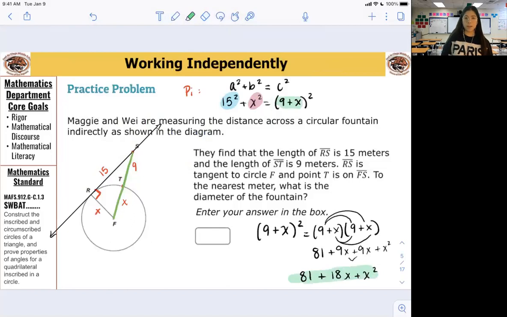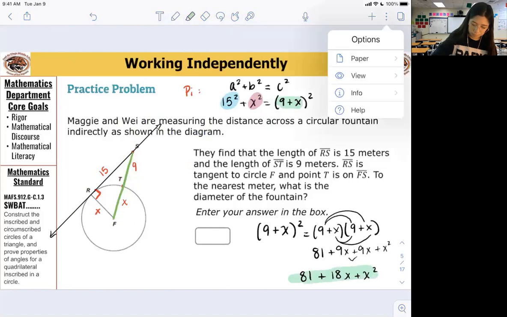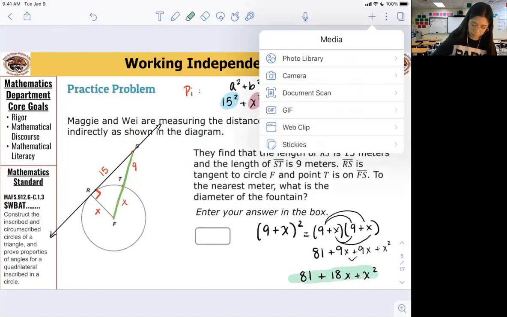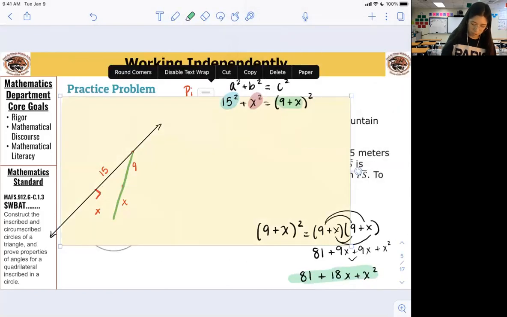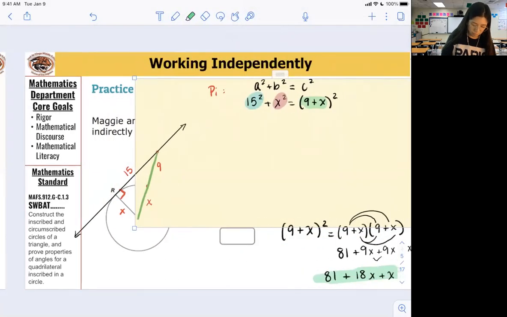So far, all I've done, and I wish I had a little more room. Oh, you know what? I think I can get more room. Hold on. Yeah, okay. Oops.